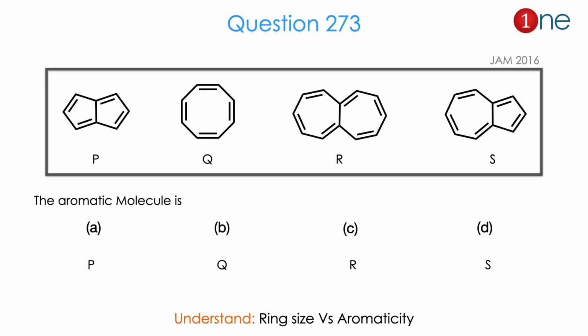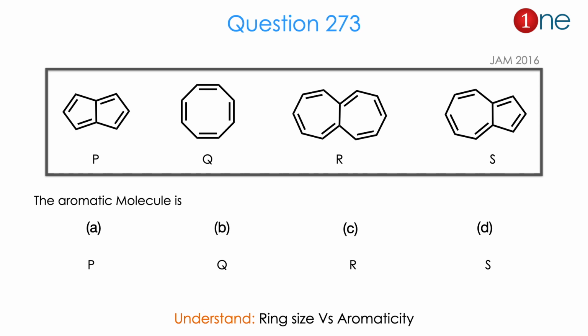Then let us look at the next question. They have given 4 different compounds P, Q, R, S. They are asking which is the aromatic molecule among them. P is a cyclopentyl group with an alkene, a conjugated diene is there. Q is cyclooctatetraene, R is a two 7-member ring system with a conjugated diene, and S is a 7-member and 5-member system.